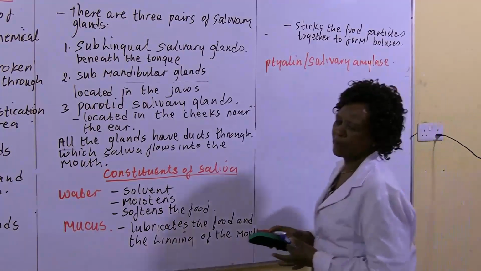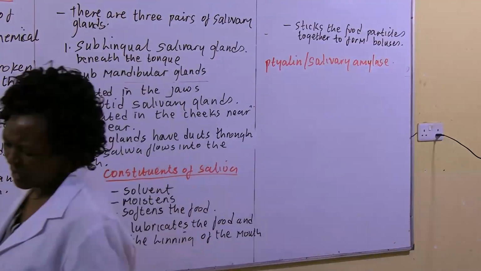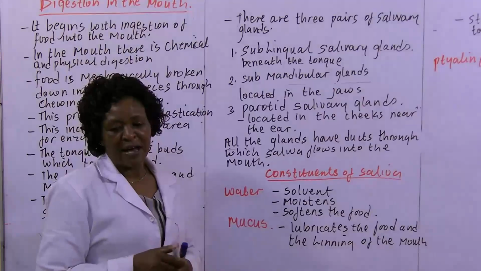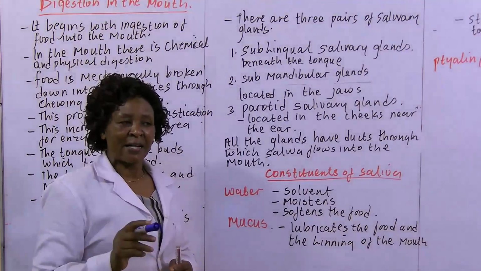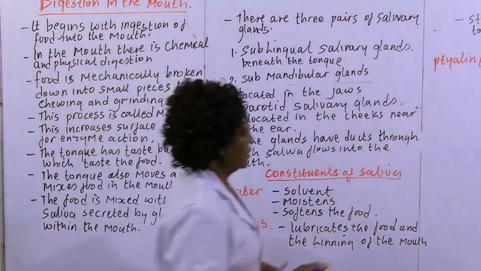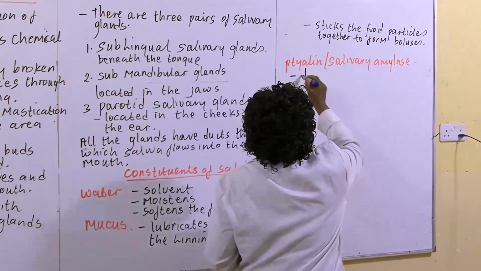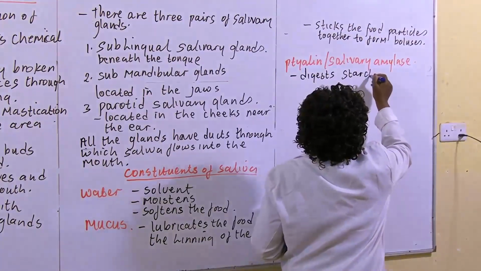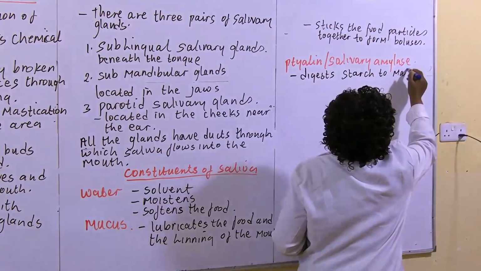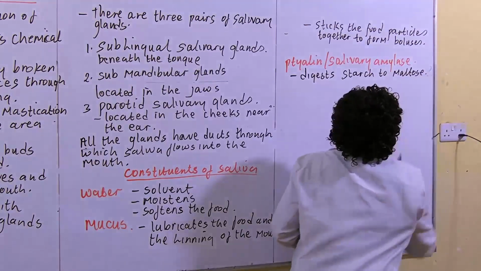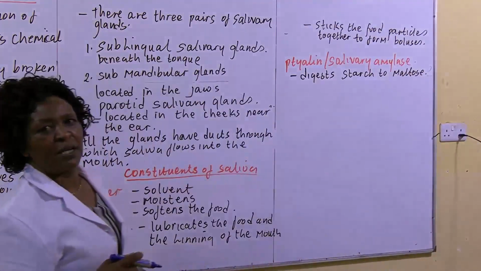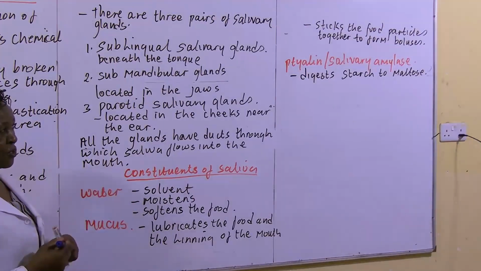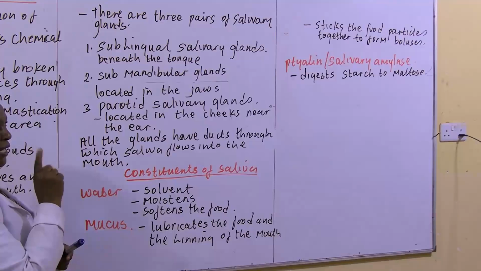Thiolate, or salivary amylase. Now, salivary amylase is an enzyme in saliva that digests starch to maltose. Remember, we did look at maltose being a disaccharide that is a reducing sugar. So starch is broken down to maltose by thiolate.